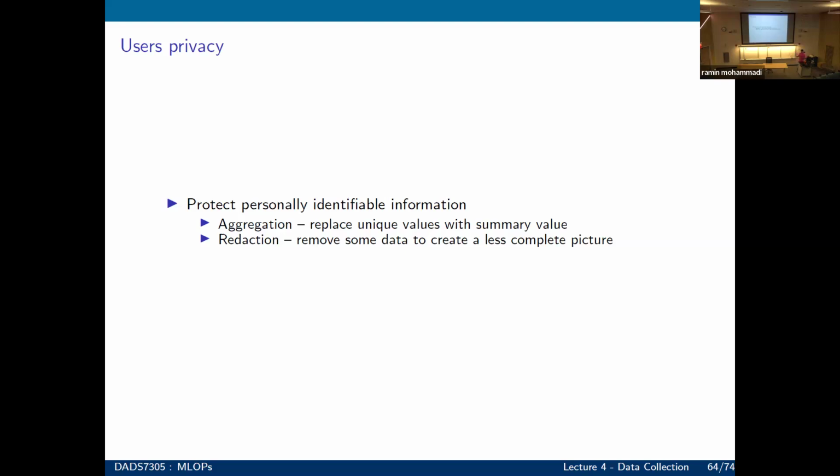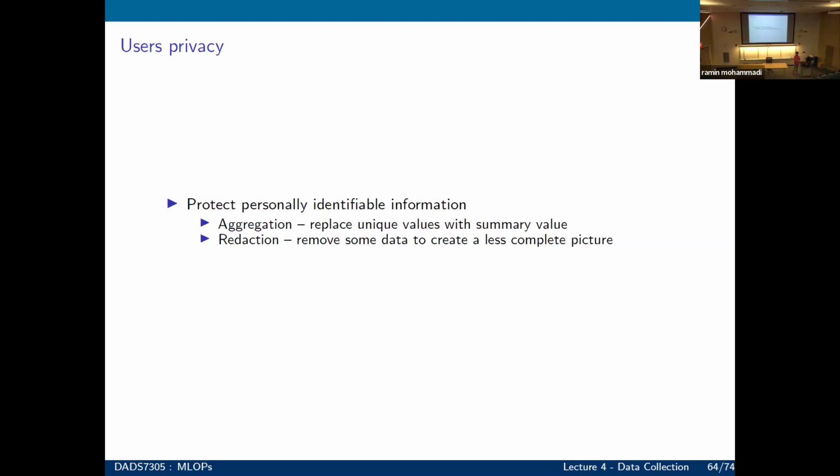But there are some rules that you can use to protect this information. One idea is don't keep really sensitive information if it's not necessary. Maybe aggregate things, right? Maybe location is not important. I just aggregate how many people I know in this area. Redaction is where you basically remove some elements, like PIIs, from the data, so that it's not a full picture.